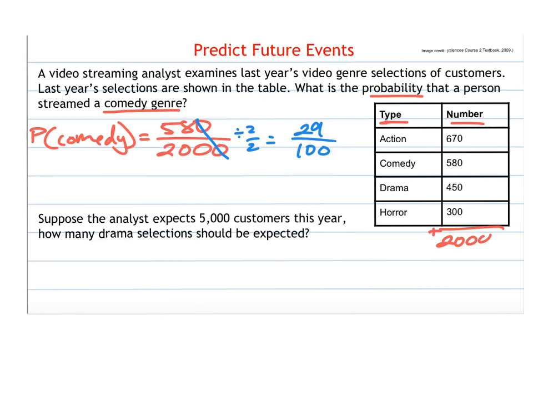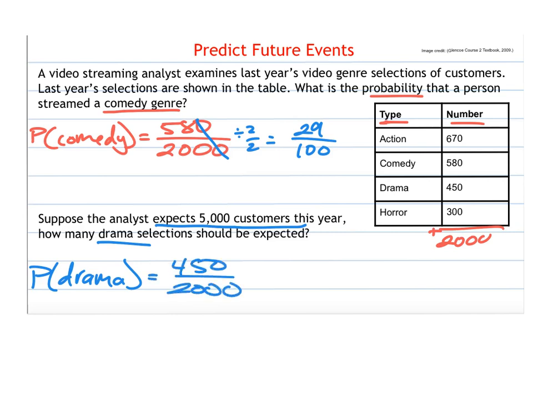And then here, we can use that data to make predictions also. So suppose the analyst expects 5,000 customers this year. What's the likelihood that someone's going to pick drama as their selection? What I see here about drama is that the drama selection is currently 450 out of that 2,000. So you have a couple options. You could change this to a percent and multiply that percent by the total, right? Because we want the percent of all of them. It should be equivalent percent, or you can use your proportion.